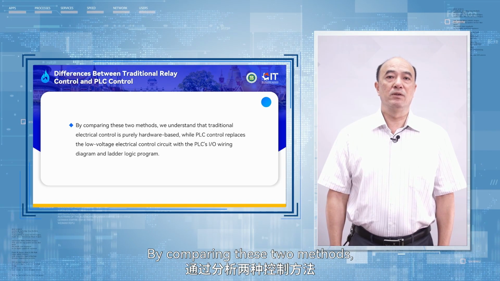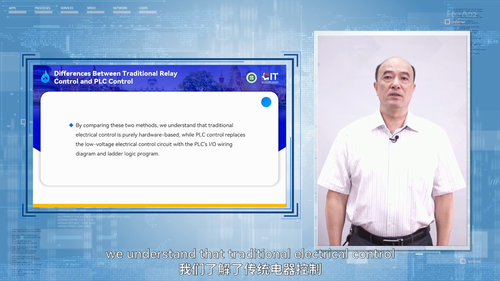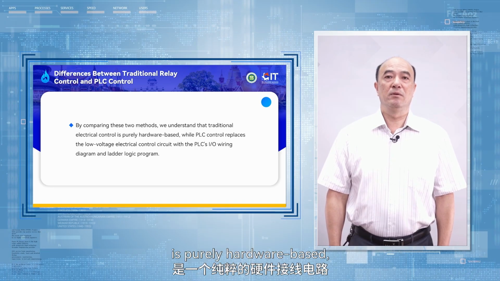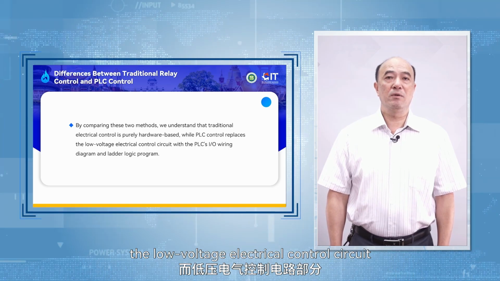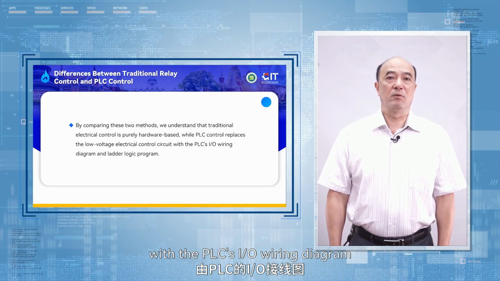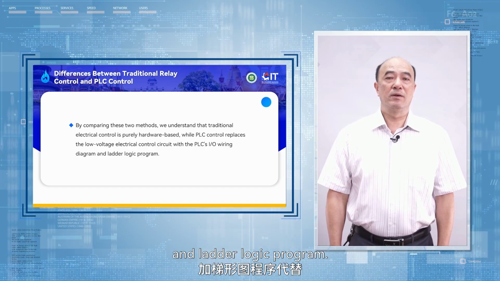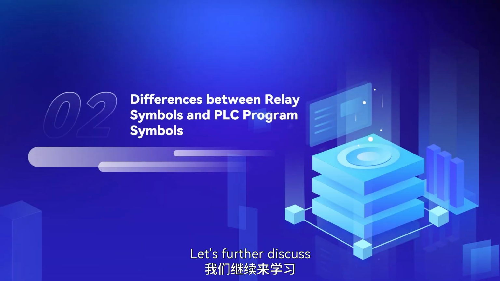By comparing these two methods, we understand that traditional electrical control is purely hardware-based, while PLC control replaces the low-voltage electrical control circuit with the PLC's I/O wiring diagram and ladder logic program. Let's further discuss the differences between relay symbols and PLC program symbols.